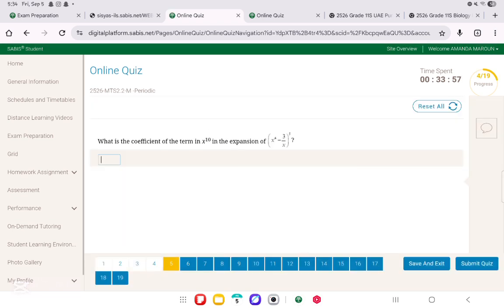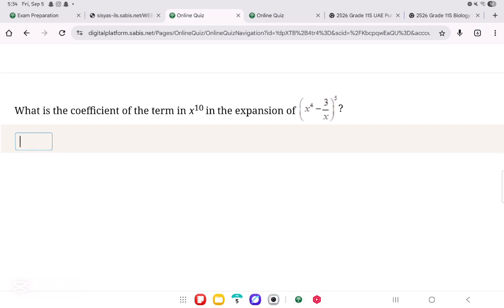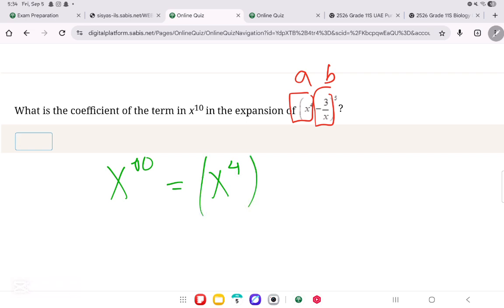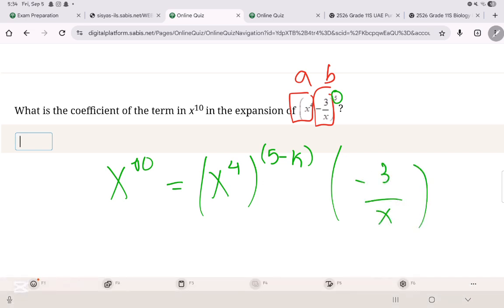What does it say in question number 5? What is the coefficient of the term x to the power of 10 in this expansion? Now, which of them, A and B, has x? As you can see, they both have x. So in the case that they both have x, and only in this case, this is what we're going to do. We're going to do x to the power of 10 is equal to x to the power of 4, this is our A by the way, to the power of n minus k. Our n in this case is 5, so to the power of 5 minus k, multiplied by minus 3 over x. Let me just put this down.